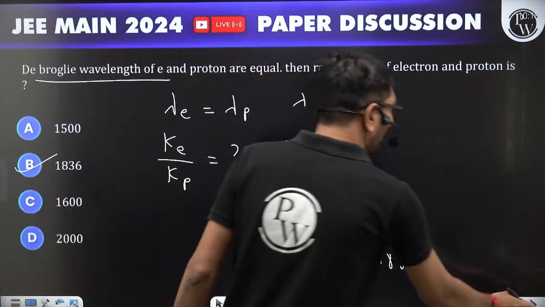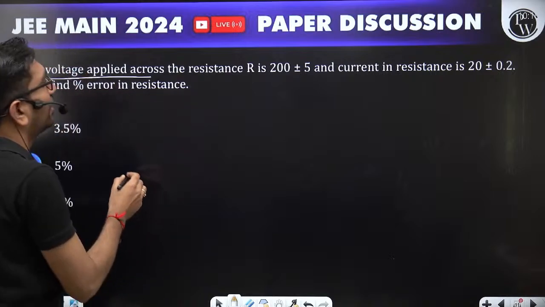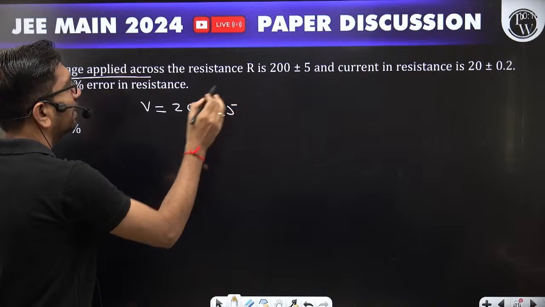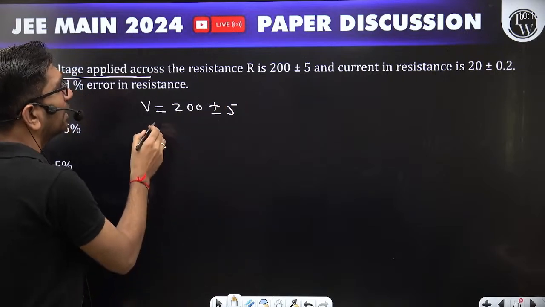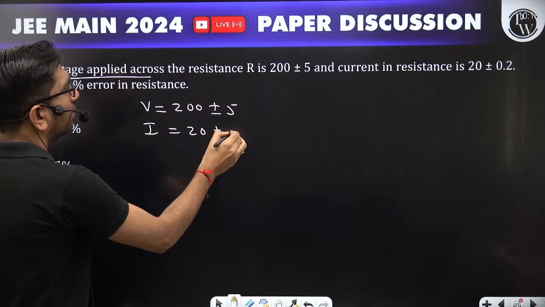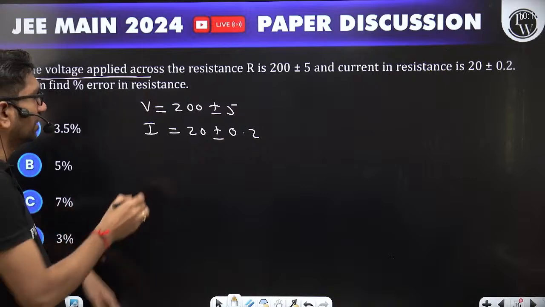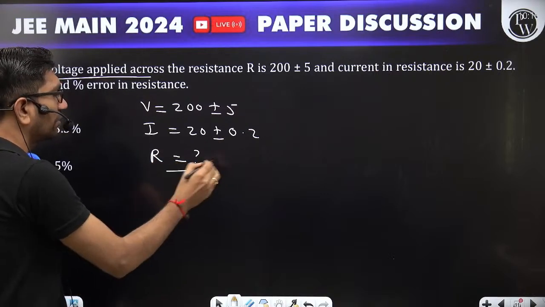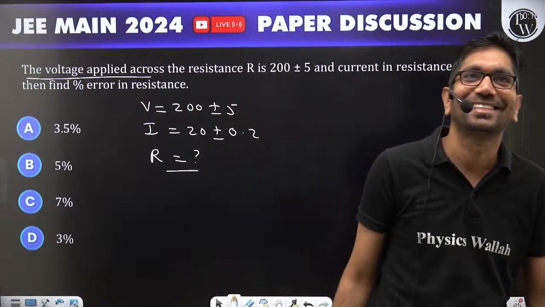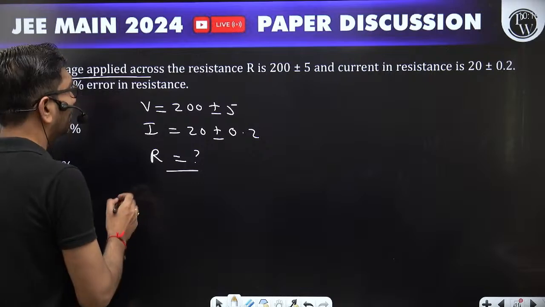Chalo, let us move toward the next question. The voltage applied across the resistance is given as 200 plus or minus 5, and the current in the resistance is given as 20 plus or minus 0.2. Find the percentage error in resistance. So you have to find out the percentage change in resistance.